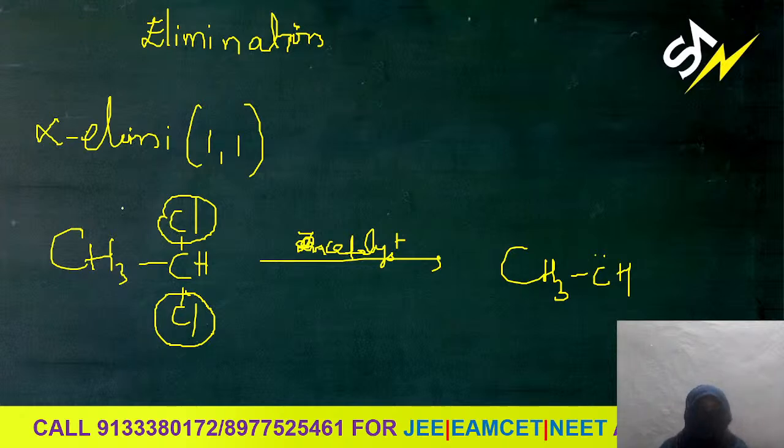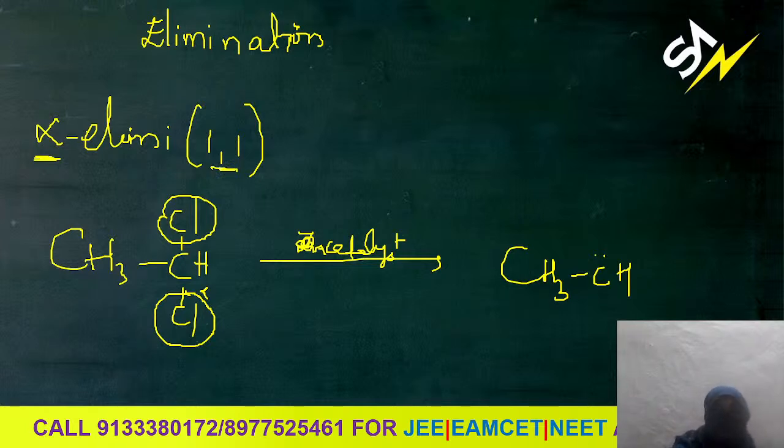And look here, why is it called alpha? What do you mean by alpha? Please remember this word, alpha is a very important word in chemistry. Alpha refers to the carbon next to the functional group. You can see that chlorine is a functional group here. The carbon next to the functional group is known as alpha carbon. That means when two atoms are removed from the same alpha carbon, that is first and first carbon, that is known as alpha elimination. You can write it as alpha elimination or 1,1 elimination, both have the same meaning.